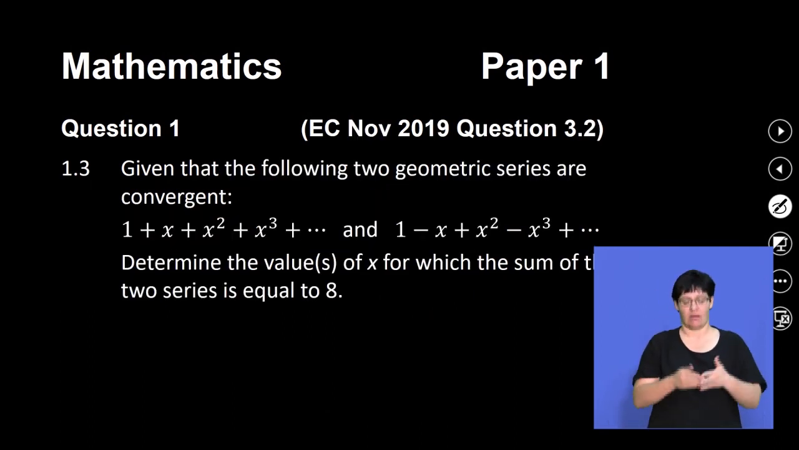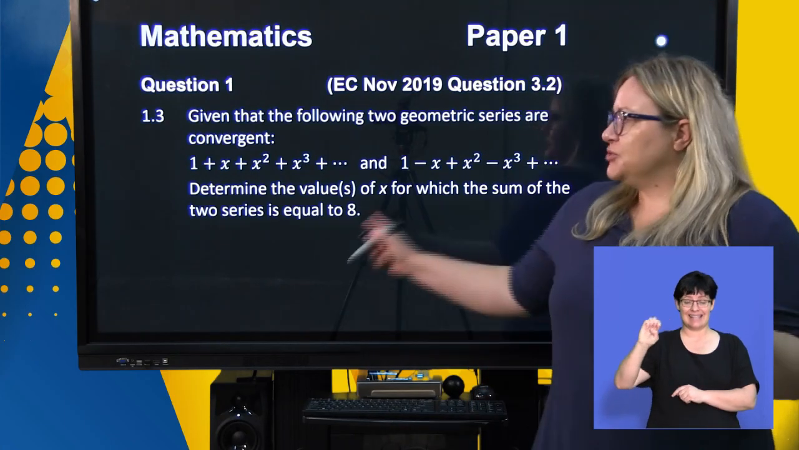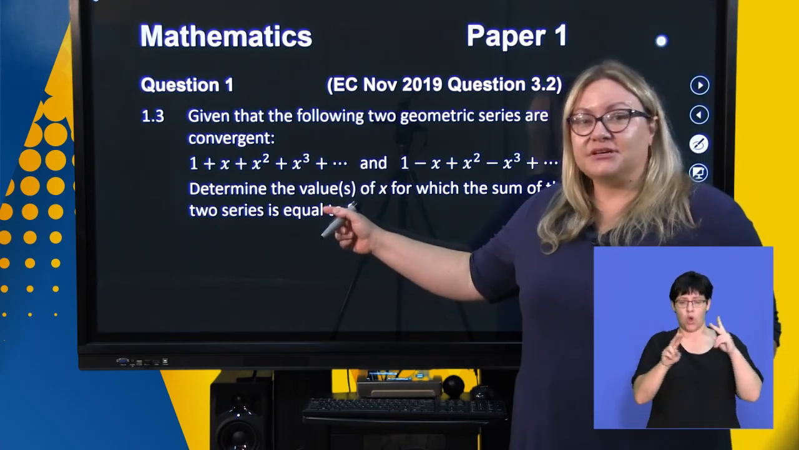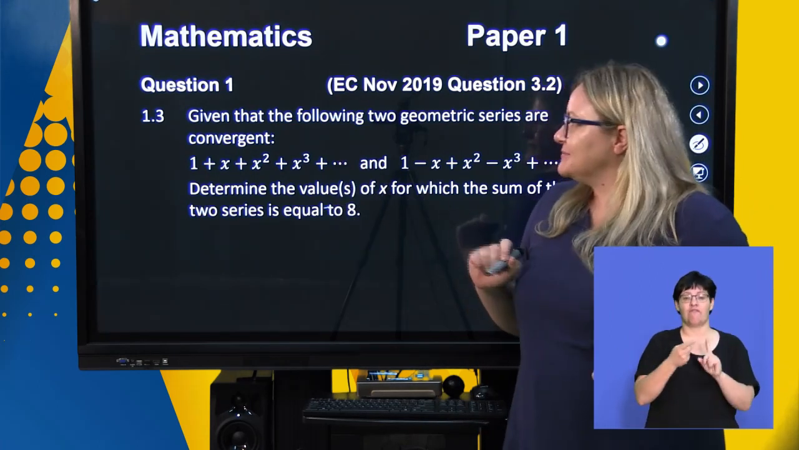Okay, let's move on to question 1.3. Question 1.3 is about two converging geometric series. We're given two of them, and as you can see, they're not numerical series. They're both in terms of x.